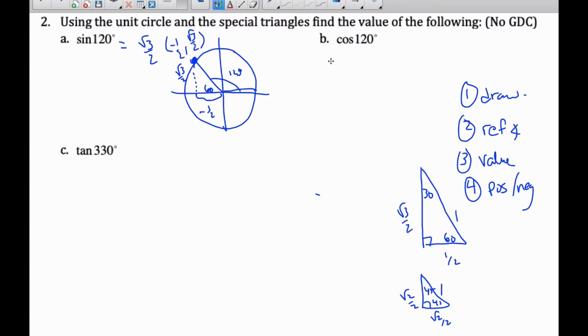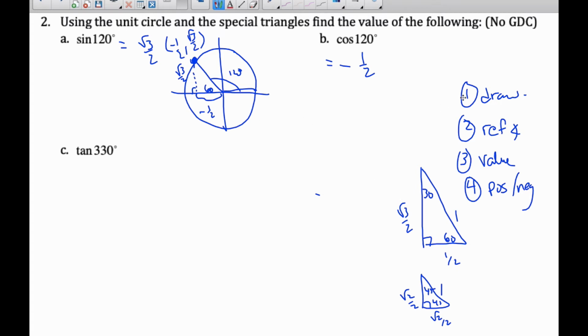And so when I do cosine, I draw it out. It's the same angle, 120. My reference angle is 60 again, because I'm drawing the triangle to the x-axis, always to the x-axis. Get your reference angle, which is 60. Find the value of cosine of 60, which is 1/2, which is this distance here. And then I think about positive and negative. It's an x value, it's going this direction, so it is negative. Okay, and so that's how we can use our unit circle and our special triangles to help us out.